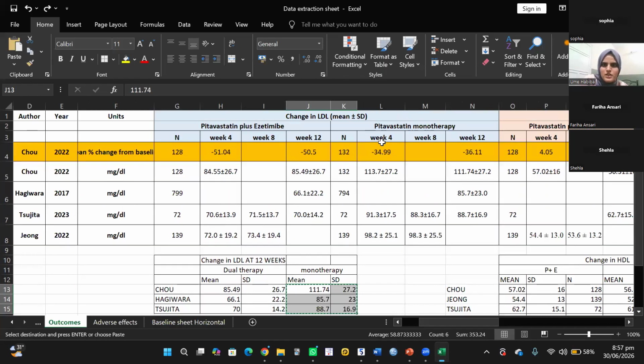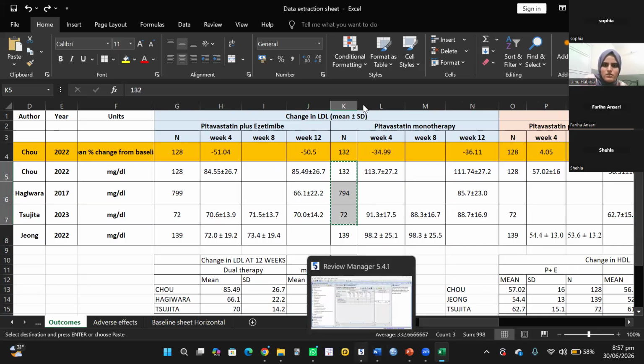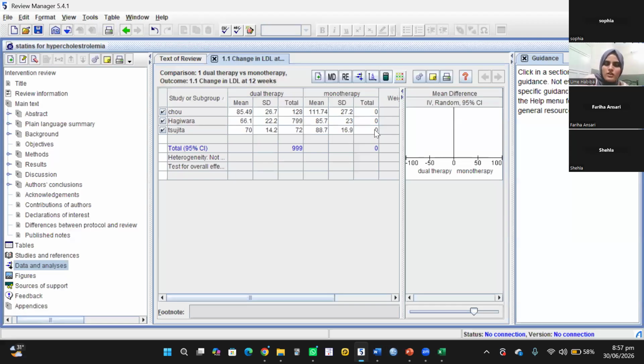Here is the sample size for monotherapy, as you can see. Control C, and when your extraction sheet has everything, literally there's nothing that you need to worry about. You just have to copy paste stuff. Now, all my columns have been filled, and since I've copy pasted them, there's less chance of human error here.